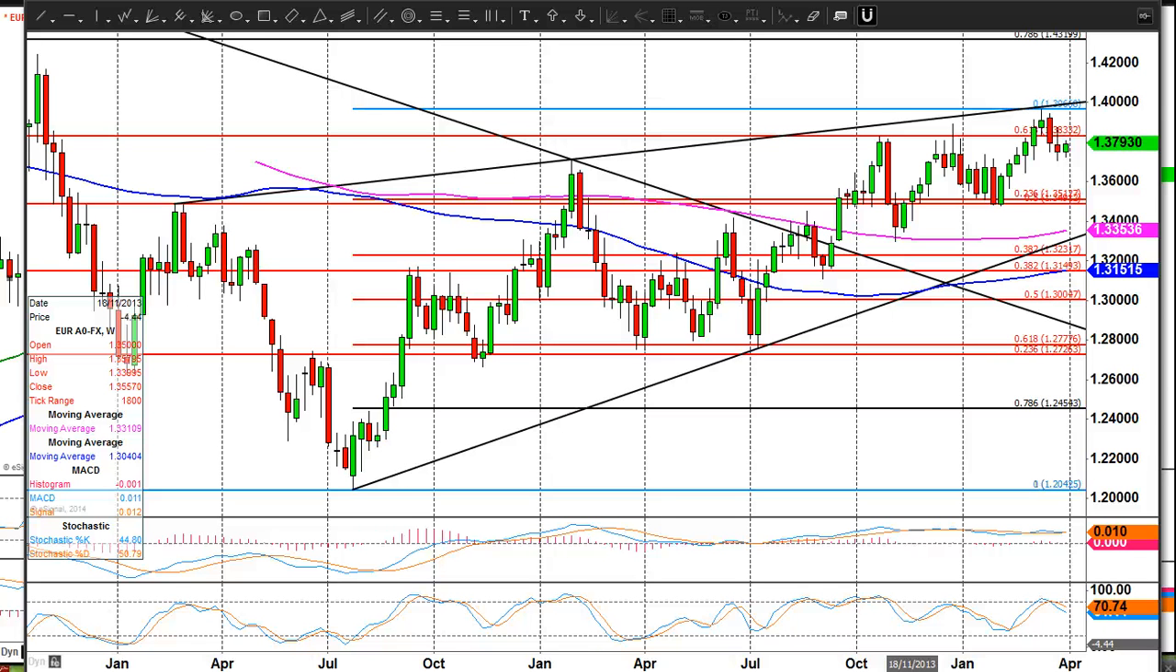It's Tuesday the 1st of April. We're looking at a weekly chart of the Euro versus the US dollar. You can see this goes back to July 2012, or the beginning of 2012 here.